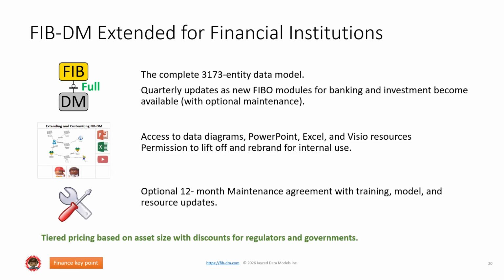So FIBDM Extended, the full version for financial institutions, has the complete 3,000 entity data model, and it also includes quarterly updates. Every 3 months, the EDM Council releases a new version of the FIBO, and usually 4 weeks later, there is a new version of the FIBO data model. The license also grants access to data diagrams, PowerPoints, Excel, and Visio resources, and that includes the permission to lift off and rebrand the resources for internal use. With the optional 12-month maintenance agreement, it also comes with training, model, and resource updates. It's priced by tier based on the asset size of the financial institution.